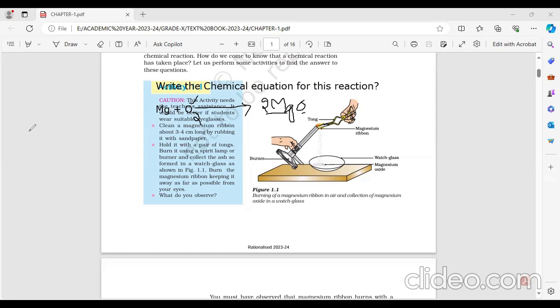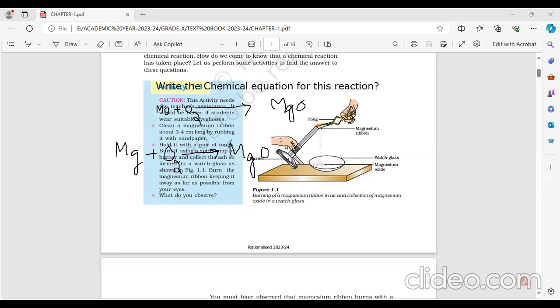So what I'll do is write the final balanced chemical reaction here. Okay, so Mg plus O2. Two oxygen atoms. Why do we write O2? That also we have studied in grade 9. Okay, MgO.